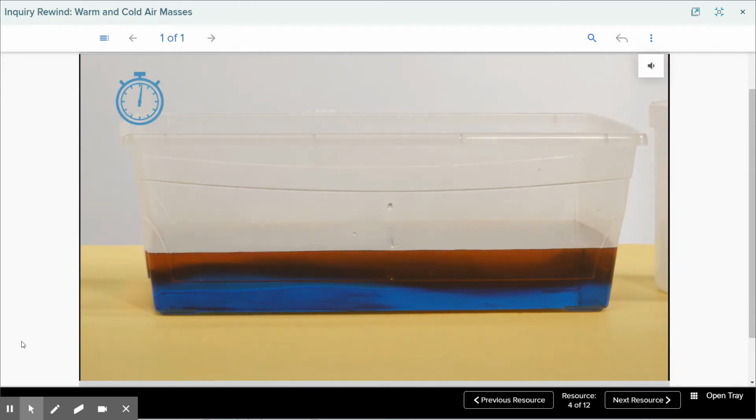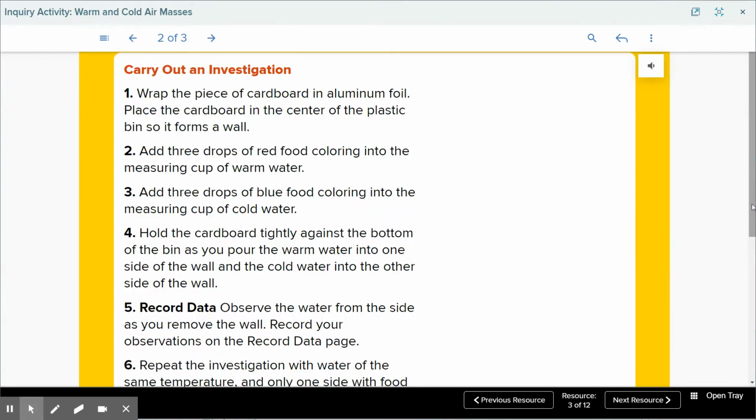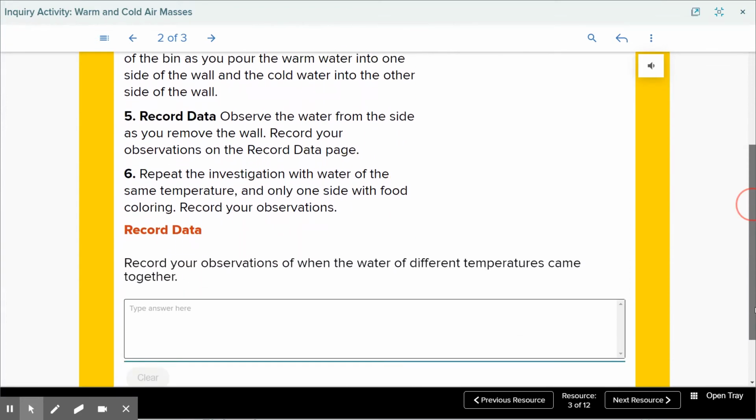What do you notice? How does the warm water interact with the cold water? Draw and label your observations. When you're finished, select Continue. Okay, so you will record your data on page 87. Go ahead and pause the video and record what you observed when the waters of different temperatures came together. Let's continue.